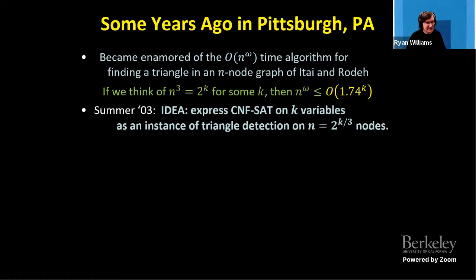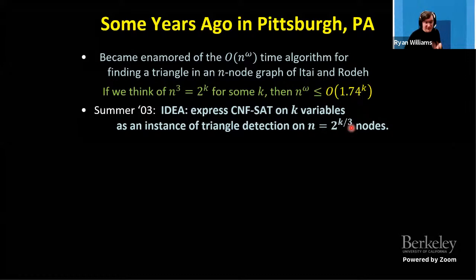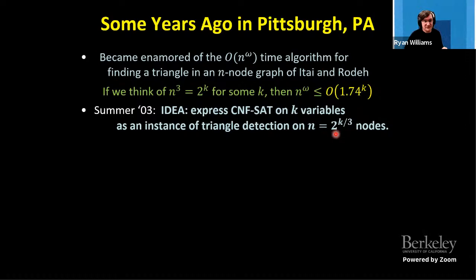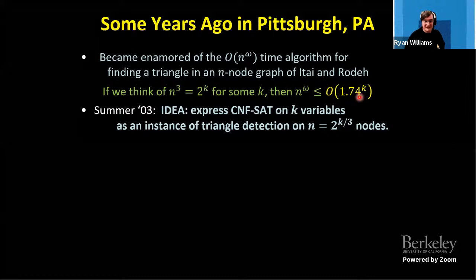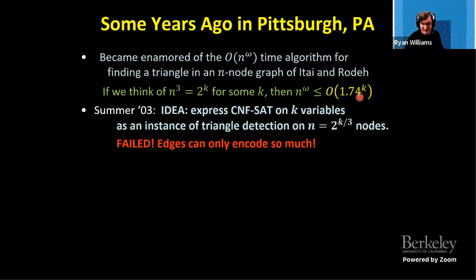Okay, so I had this idea to express CNF SAT on k variables as an instance of triangle detection on 2 to the k over 3 nodes, right? So if we could take CNF SAT on k variables and express it as triangle detection on 2 to the k over 3 nodes, then plugging this stuff in, a 1.8 to the n time algorithm for CNF SAT on n variables would be done, right? Strong ETH would be false. Okay, well, of course I failed. As we all know, strong ETH is still true as far as we know.